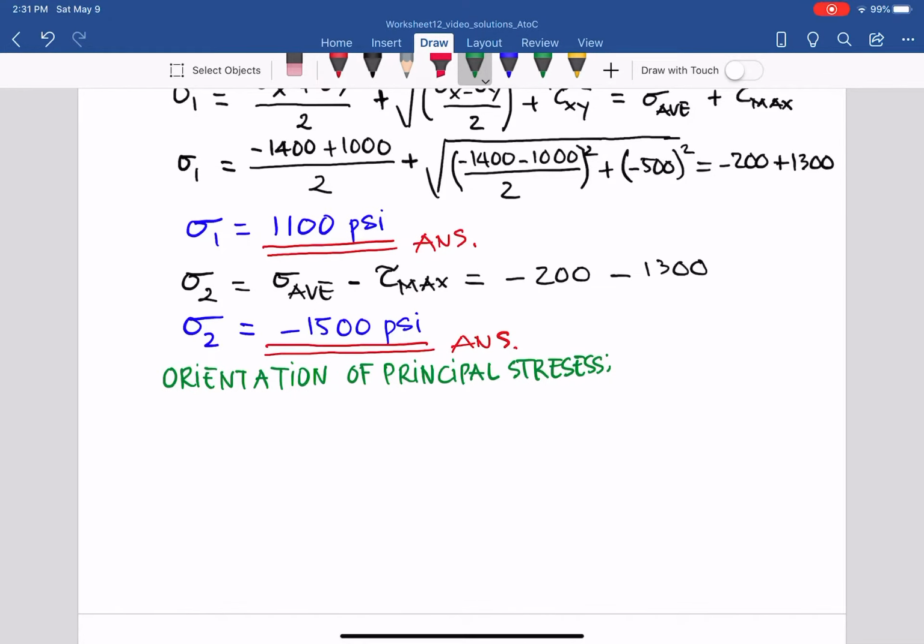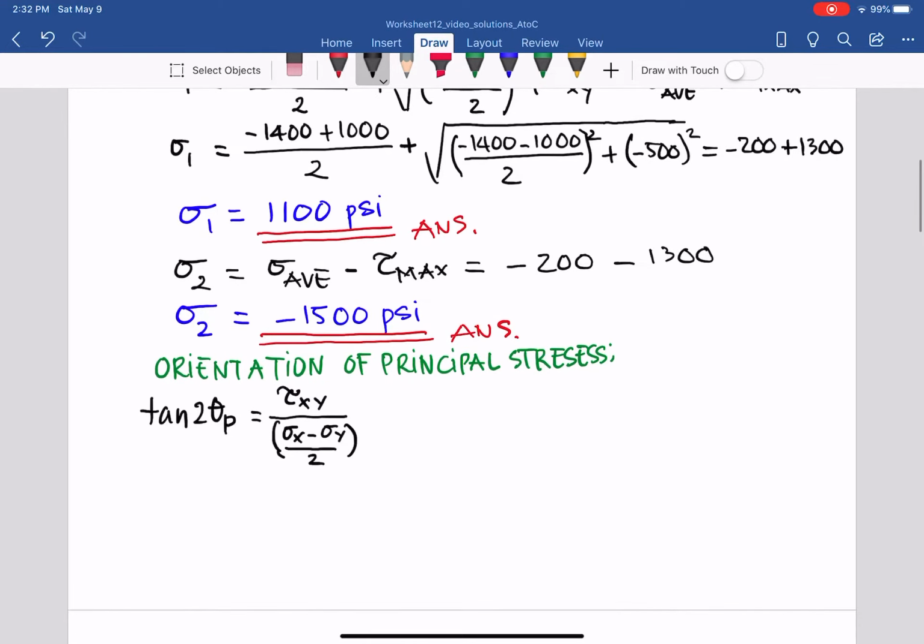We have the equation tangent of 2 theta p equal to tau xy over (sigma x minus sigma y) over 2. That's what we have. Plug in the numbers and take the inverse tangent. So we have theta p equal to 1/2 of the inverse tangent, because that's 2 theta p, so we divide by 2.